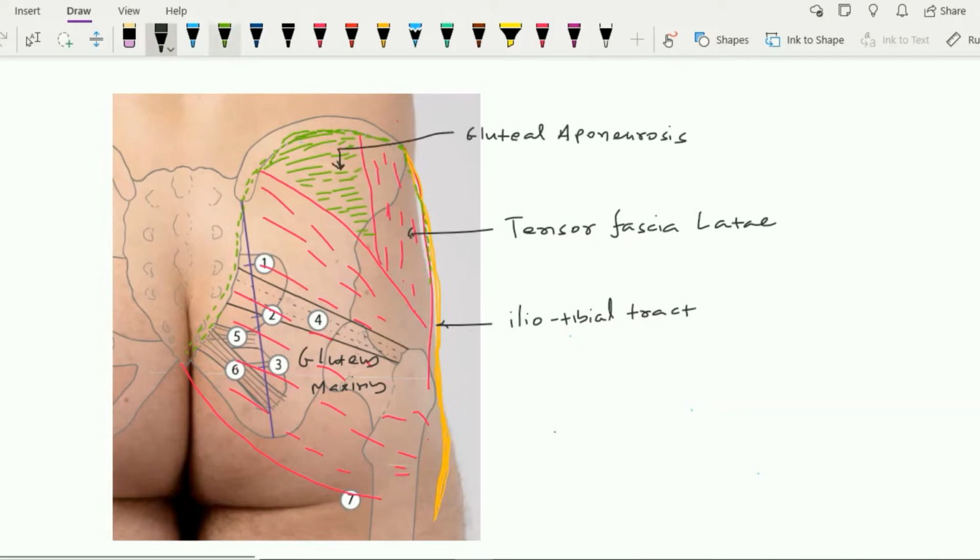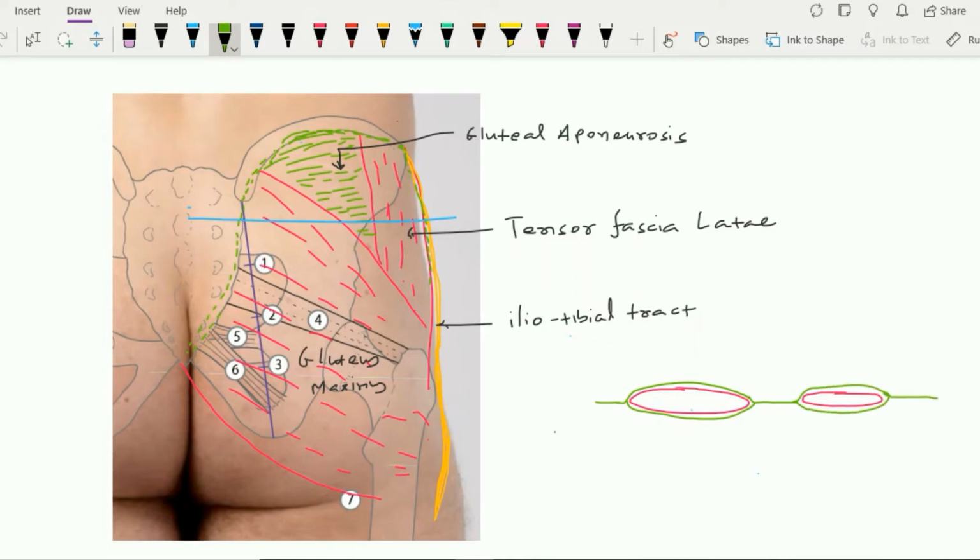So when we take a horizontal section from here and see the section from above, we can find that there are two muscles. One is the gluteus maximus muscle and one is the tensor fascia lata muscle, and this deep fascia of the gluteal region covers both these muscles after splitting into two laminae, and in between the two they reunite and form the gluteal aponeurosis. And on the lateral side, the deep fascia of the gluteal region continues with the iliotibial tract.